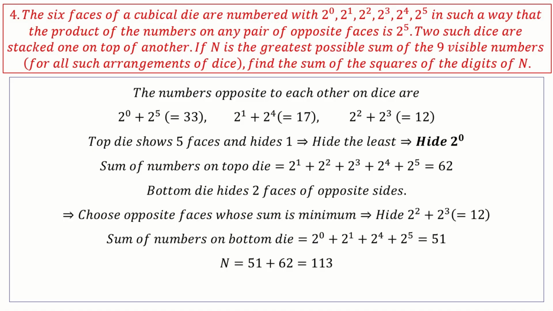Now the question asked is the sum of squares of digits of n, where n equals 113, which is 1 square plus 1 square plus 3 square, which is 11. So the sum of squares of digits is 11. That's the answer. Yeah, this is easy, definitely. Next.